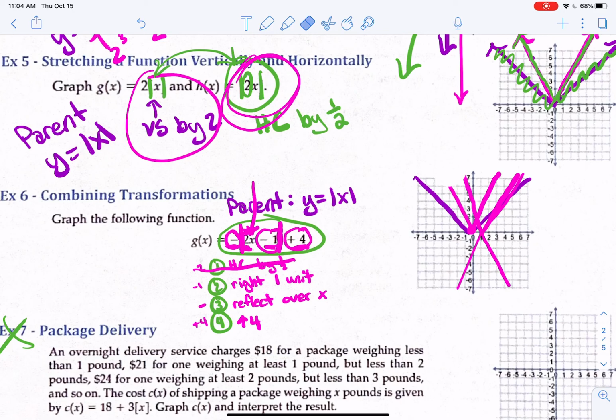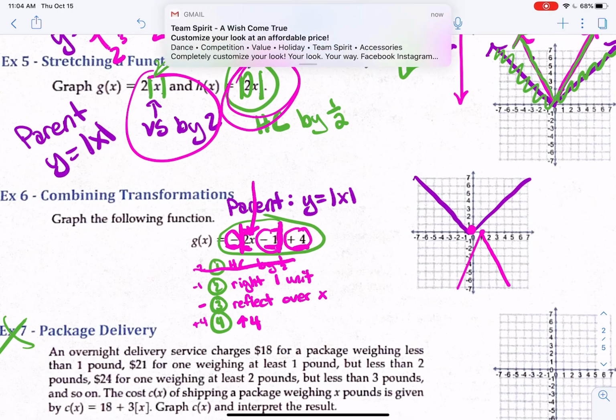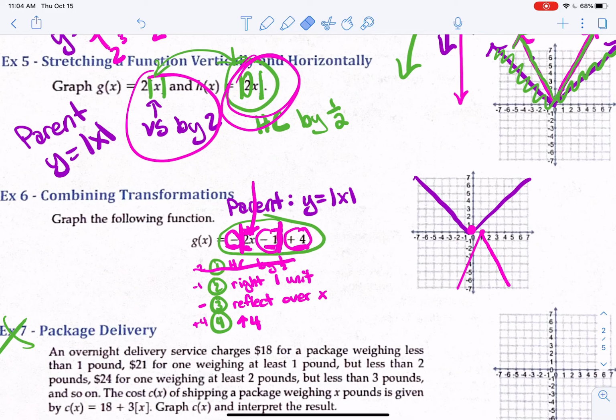So I'm going to erase some stuff. After my third step, I didn't mean to erase that guy, I just want that one. After my third step, he looks like this. And then if I shift him up 4 units, he will look finally like this. So there is that. That's combining all of those transformations all at once, and we end up with the graph in pink.